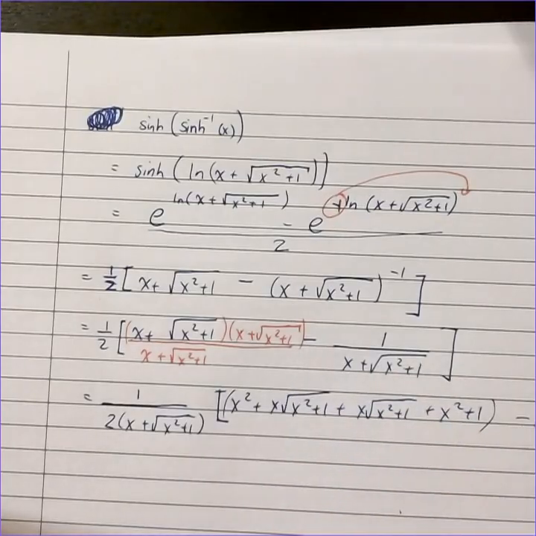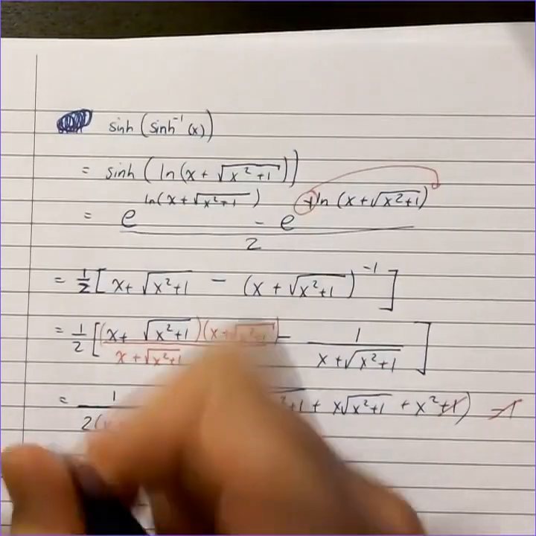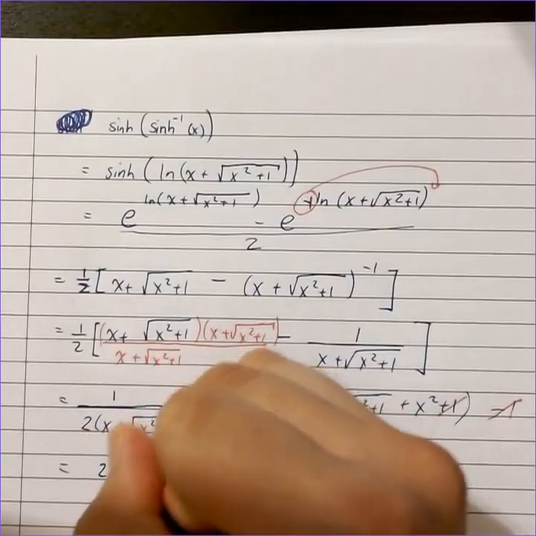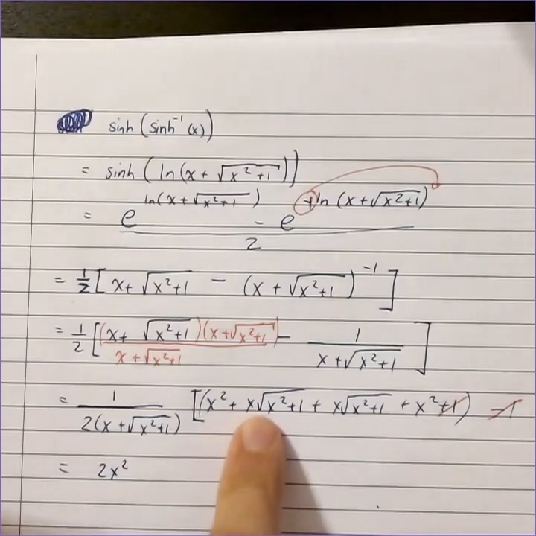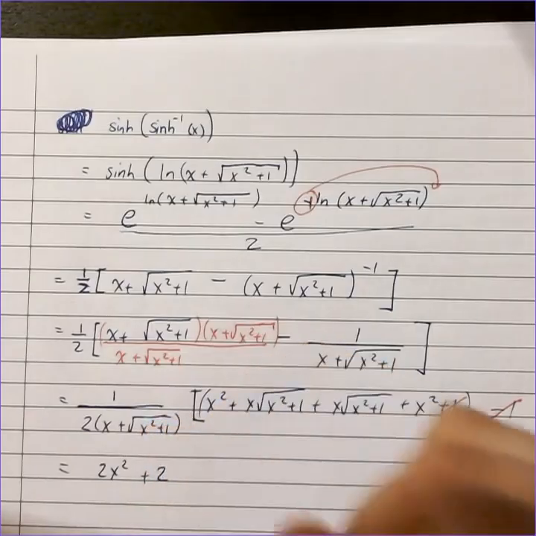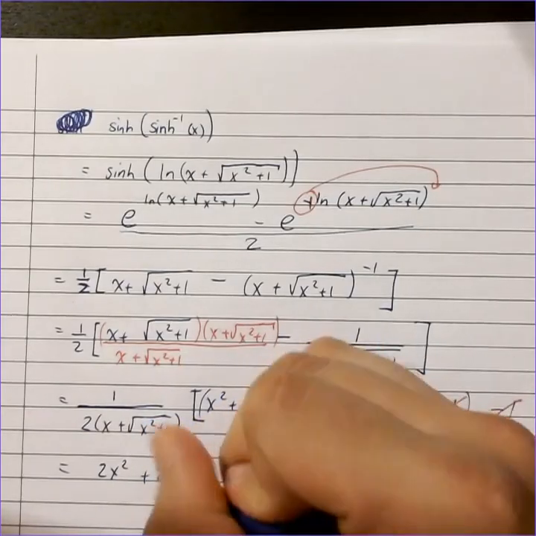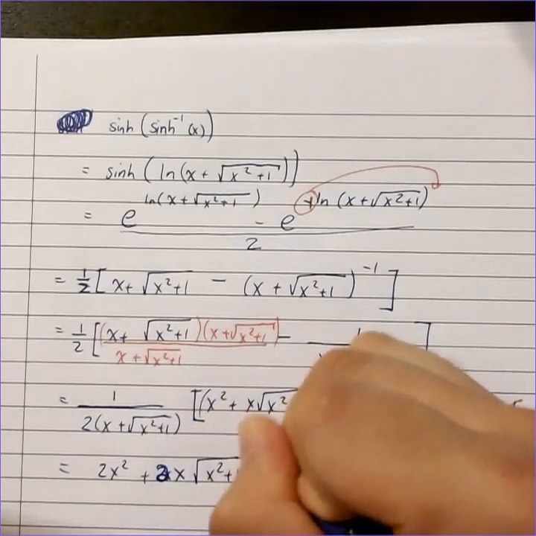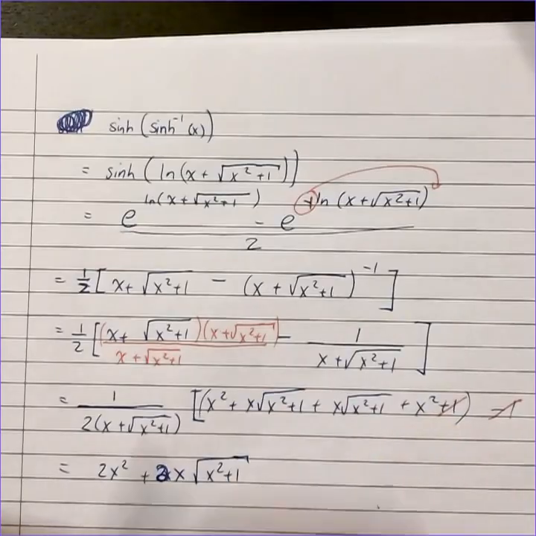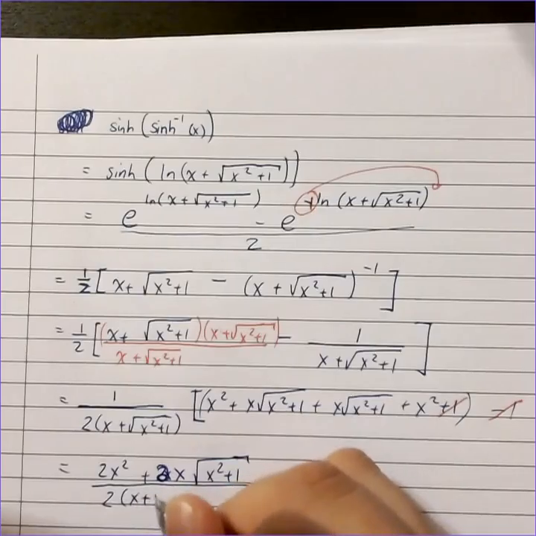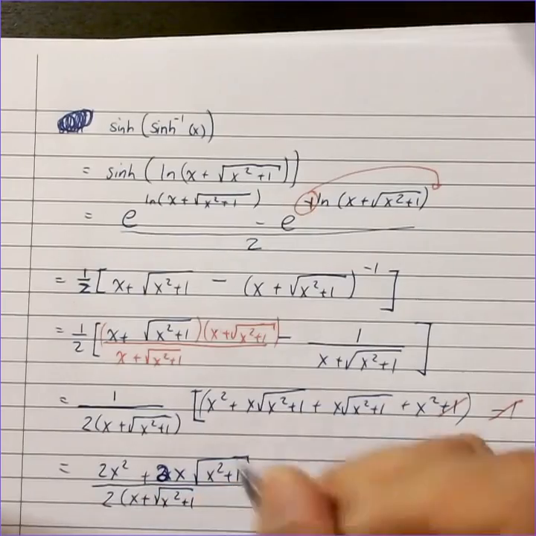So now some stuff will combine and simplify. Notice that 1 and minus 1 go away. And some of these come together. X squared plus another x squared, well, that's 2x squared. And x root x squared plus 1 plus another x root x squared plus 1 will give us 2x root x squared plus 1. And everything else is gone. All of that is going to be over 2 times x plus root x squared plus 1.